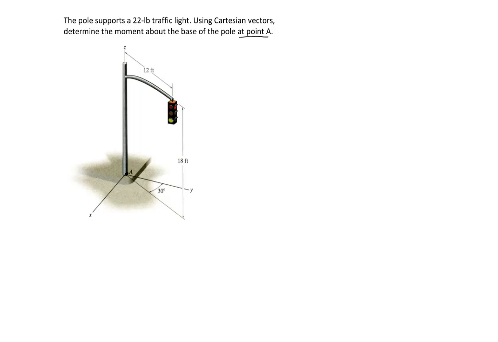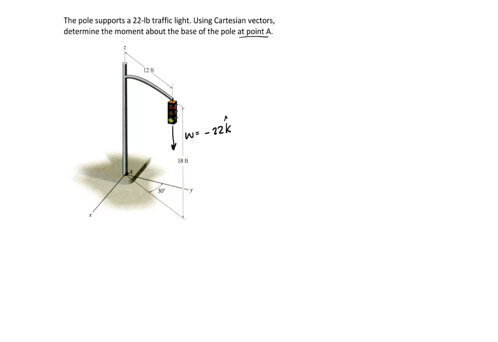So the force vector is probably pretty easy. I'm going to say that there's a weight going down. It says it's 22 pounds. Then the weight is equal to negative 22 in the k direction.